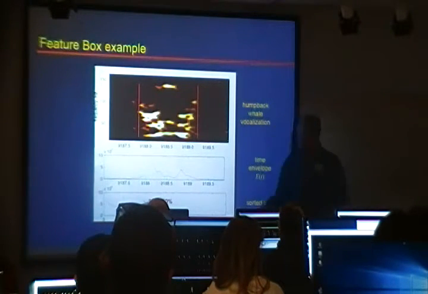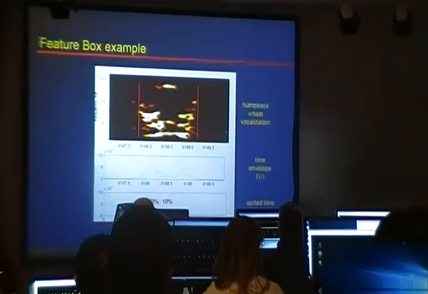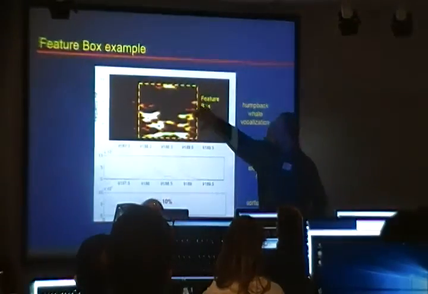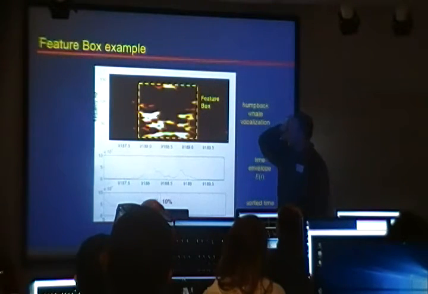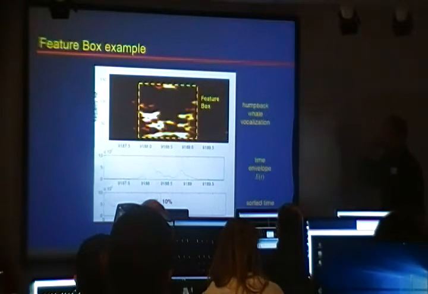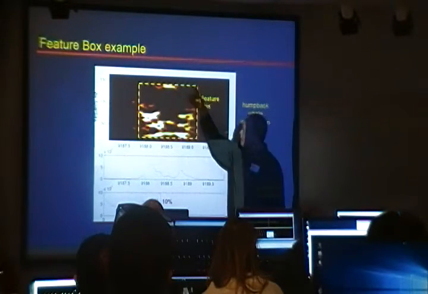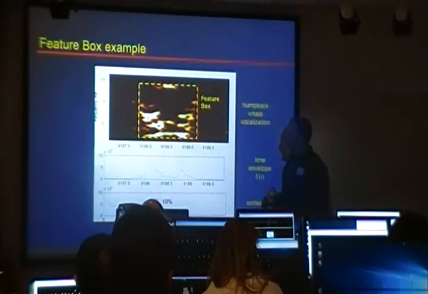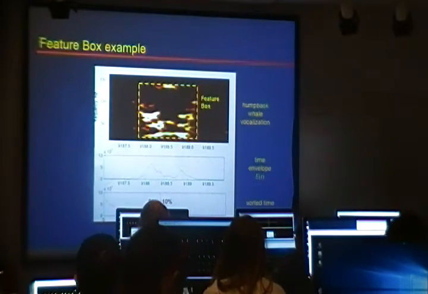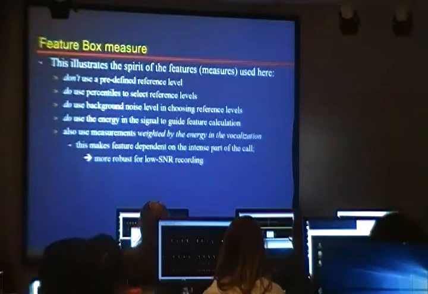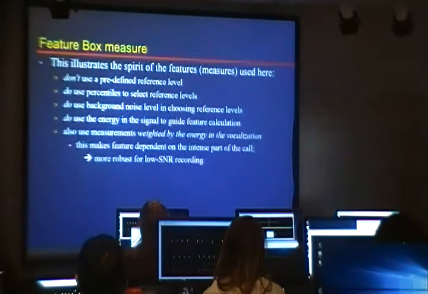It does a similar thing with frequency, to choose the frequency bounds like that. And so 90% of the energy is within this box. This is called the feature box. So I drew an initial box around my call that was bigger than this, and it kind of shrinks it down to say, okay, this is where the important stuff is happening in this call. This is the spirit of Ishmael's noise-resistant features.